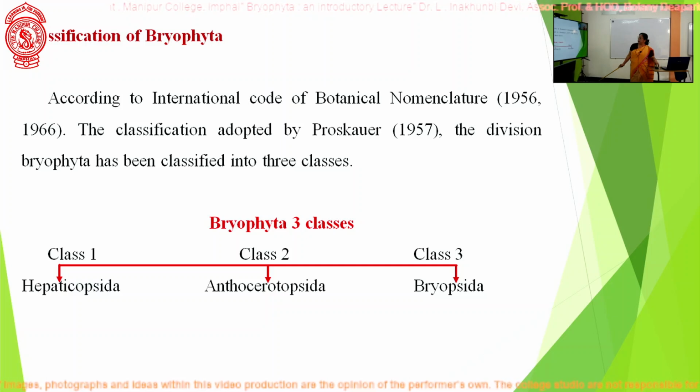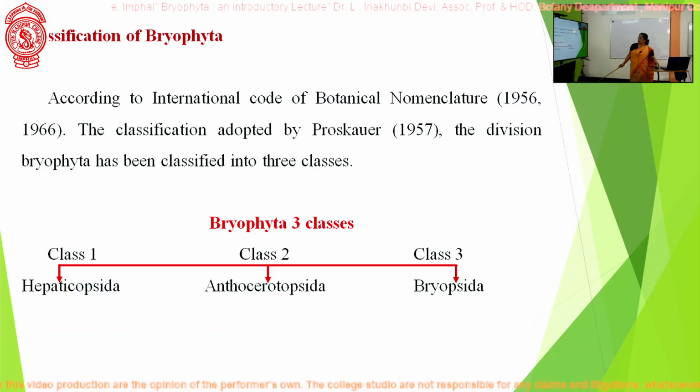And about this I will discuss in the next class, with more description and discussion. If you want, I can discuss it later on in the next class. And the Hepaticopsida includes 4 orders.